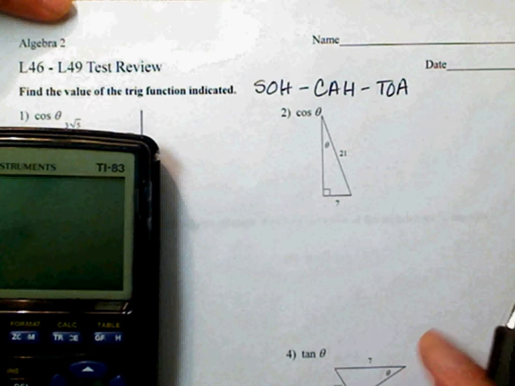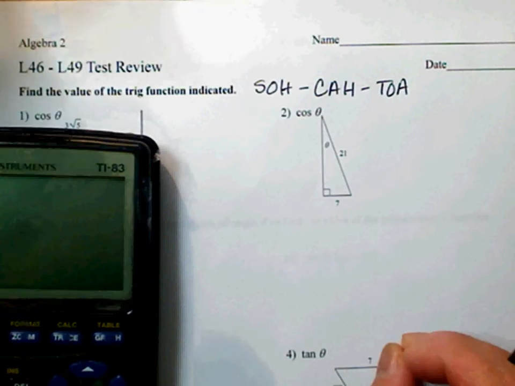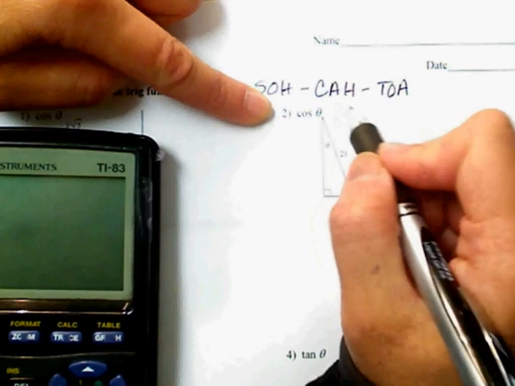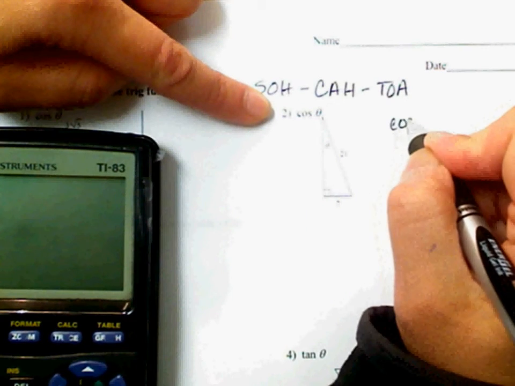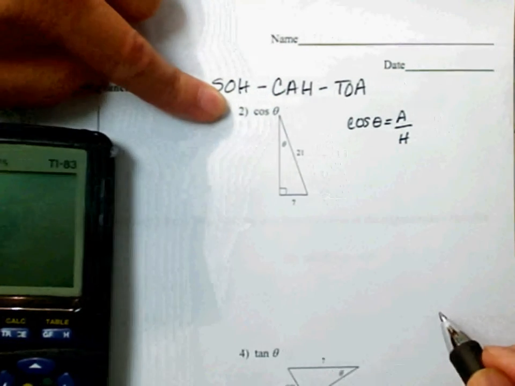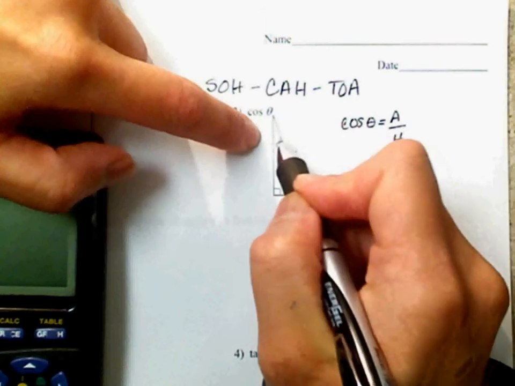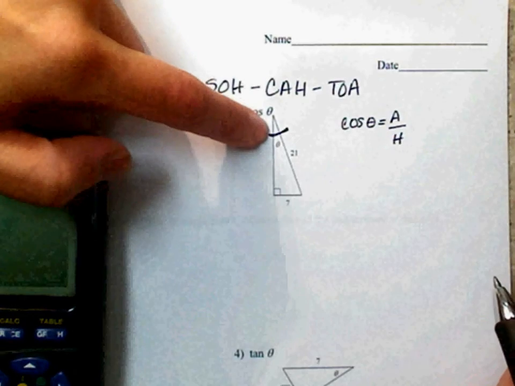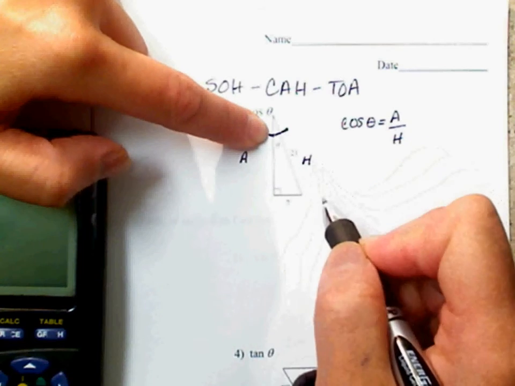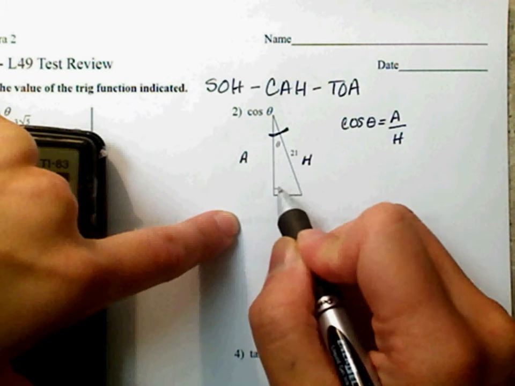Ratios are fractions. Your answer needs to be in fractions, no decimal. Number 2 says cosine theta. Cosine is your CAH, so cosine theta will be your adjacent over your hypotenuse. If you look over here, this is your reference angle, the angle point of reference. So this right here will be your adjacent, and this right here will be your hypotenuse. Hypotenuse is always across from 90 degrees.